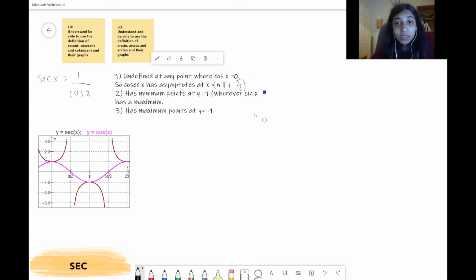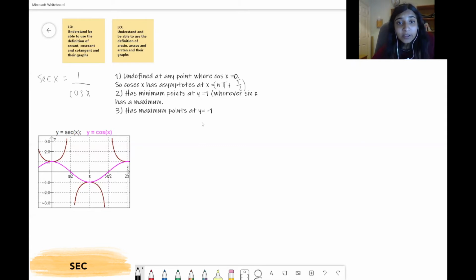Because again you have the period of 360 degrees, the way you get your asymptotes is if you just do x equals n pi plus pi over 2. For example, if n equals 0 and you plug that in, you'll get pi over 2. Then if you do n equals 1, you get pi plus pi over 2, and that's just 3 pi over 2. If you continue, you would get all your asymptotes. Your next point is that it has minimum points at y equals 1.